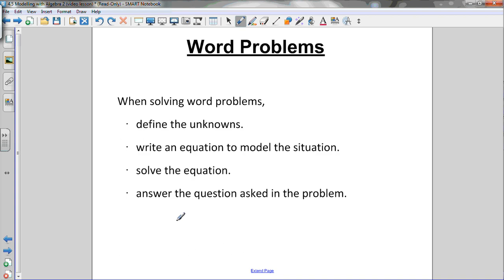Now let's try a couple word problems. When you're doing a word problem, it's very important to make sure you define the unknowns in the word problem. Then write an equation to model the situation, then solve the equation, and make sure you answer the question that's asked in the problem. That's the most important part. Make sure after you've solved everything that you've actually answered the question it asked you.